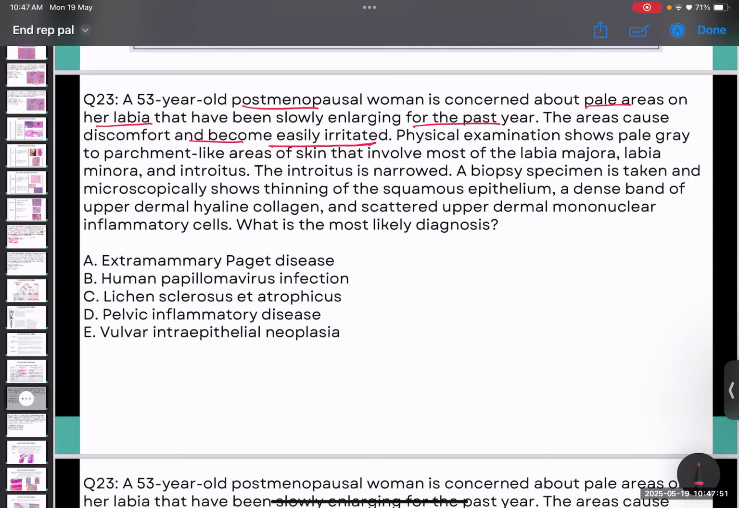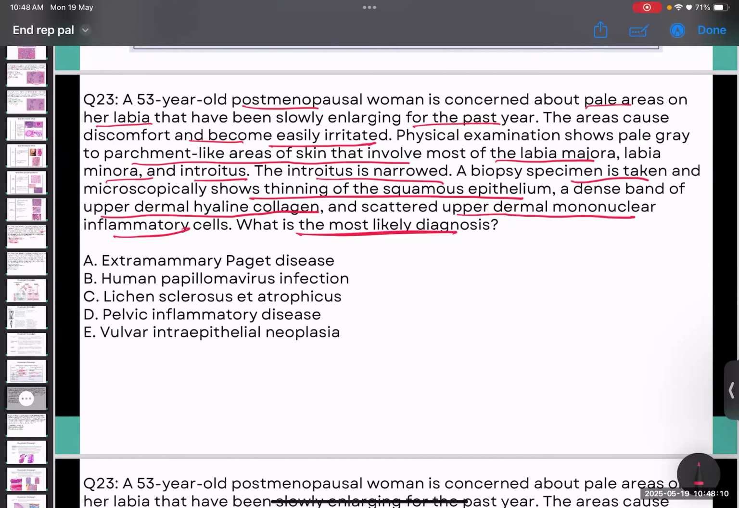Physical exam shows gray to parchment-like areas of skin that involve most of labia majora, labia minora, and introitus. The introitus is narrowed, and a biopsy specimen is taken and microscopically shows thinning of the squamous epithelium, a dense band of upper dermal hyaline collagen, and scattered upper dermal mononuclear inflammatory cells. What is the most likely diagnosis?